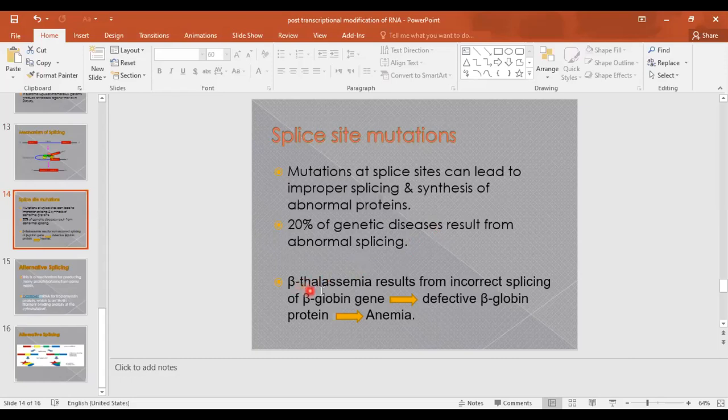مثال for example beta thalassemia, it's a type of hemolytic anemia which occurs congenitally in newborn. They have chronic anemia. Their hemoglobin decomposes, it's not formed normally due to failure of proper splicing of the beta globin gene. Therefore, there is defective beta globin protein which forms the hemoglobin, so there will be anemia because the red cells will not be functioning.